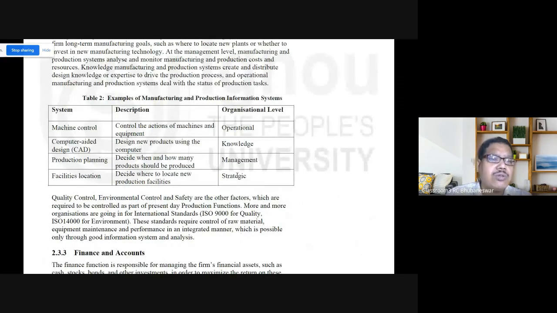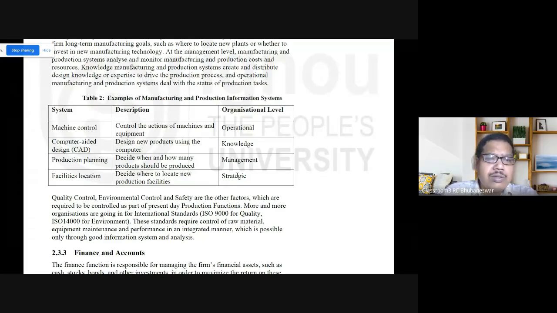Machine control, operations, and computer-aided design definitely are part of the middle-level knowledge management. Coming to production planning, that must go to the top managerial level. Then coming to facilities and locations, they must be decided based on strategy. So plans are normally designed by the top levels.